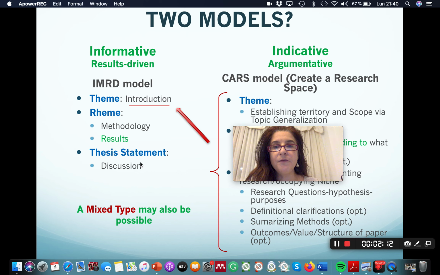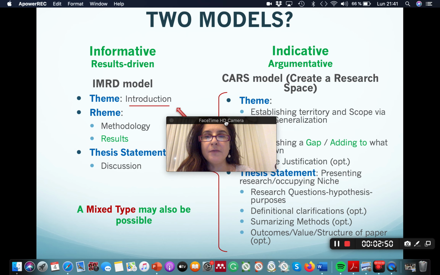And these four parts are integrated in the three sections of the typical macrostructure of a paragraph. So the theme would be the introduction, where we talk about the topic. The rheme will summarize the methodology and the results of the project. And finally, the last line of the paragraph, the thesis statement, could be a summary of the discussion of the paper. So in a way, what we do is to summarize our paper and the main sections, the moves of our paper, in the moves of the paragraph, right?